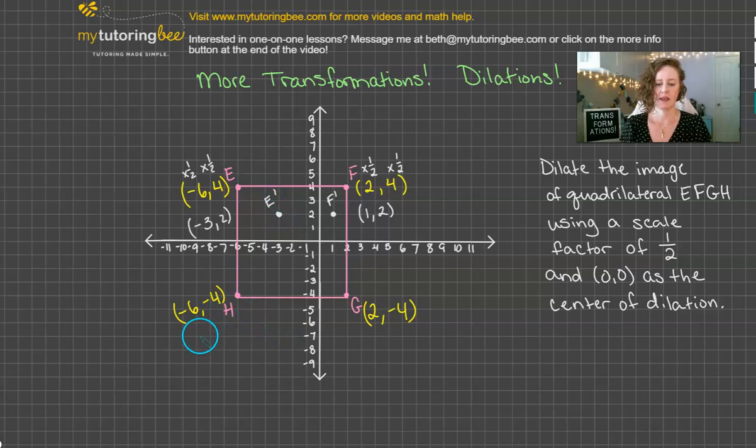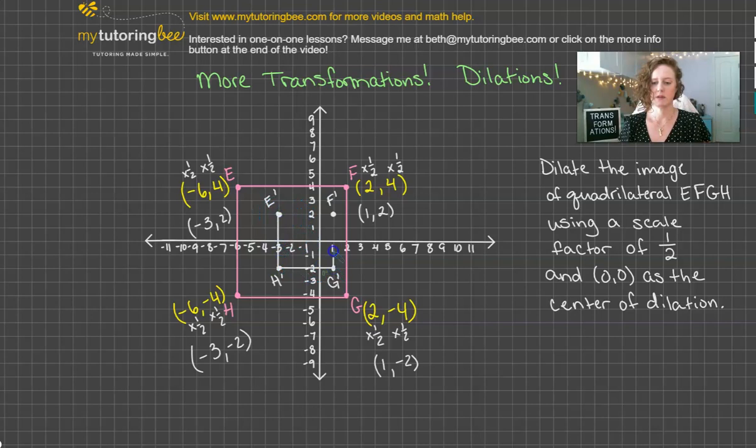Prime. And then H, again, we're going to multiply by 1/2 on each of these. Half of negative 6 is negative 3. Half of negative 4 is negative 2. So we've got negative 3, negative 2 here. So that's H prime. And then with G, half of 2 is 1, and then half of negative 4 is negative 2. So G prime will be at 1, negative 2. And then again, we can just draw our straight lines to show that our box has been transformed.